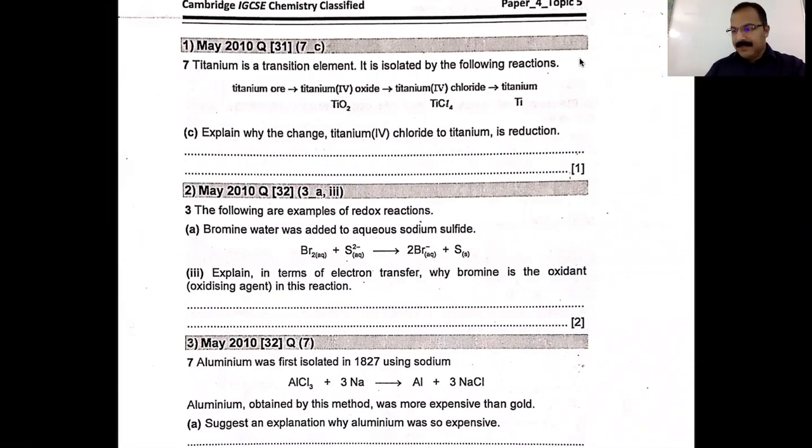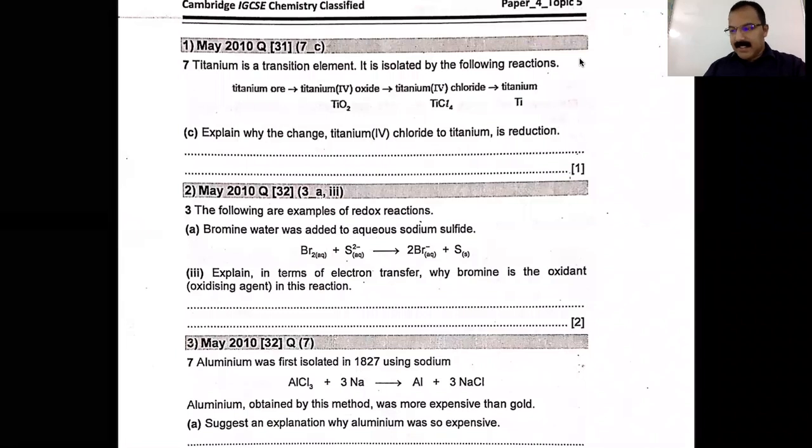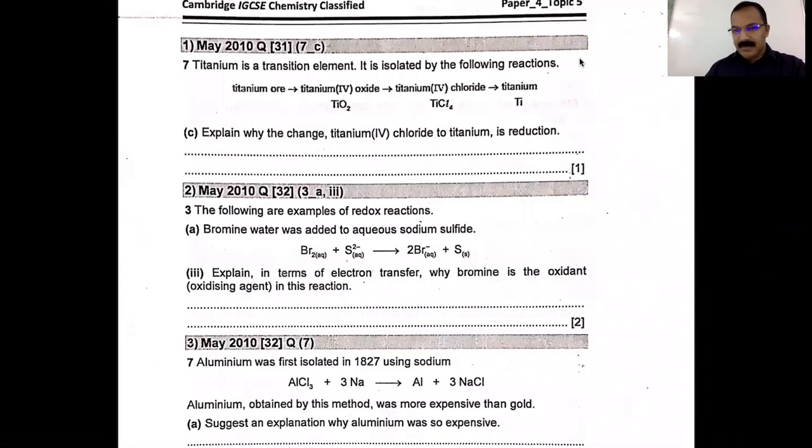First question. Titanium is a transition element. It is isolated by the following reaction. Titanium ore, then titanium 4 oxide, titanium 4 chloride, and titanium. Explain why the change titanium 4 chloride to titanium is reduction. So here they're writing it clearly.